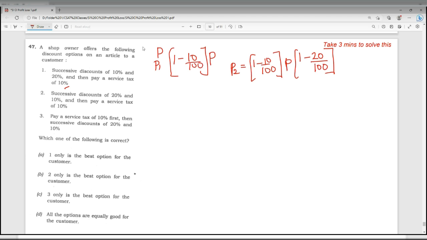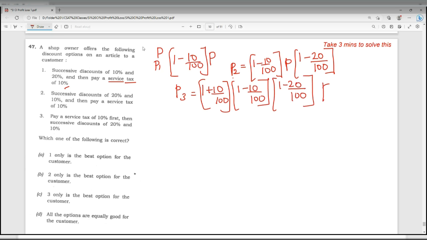I'll not multiply this, I'll just keep it to compare all these 3 options. And in the third part, we have to pay a service tax of 10%. So P3 would be 1 plus 10 by 100, where 10% is the service tax, into P2. Instead of P2, I'll write this equation here, that is 1 minus 10 by 100 into 1 minus 20 by 100 into P. This is the initial price, the sticker price. So the final price that we have to pay, that is P3, is this much.